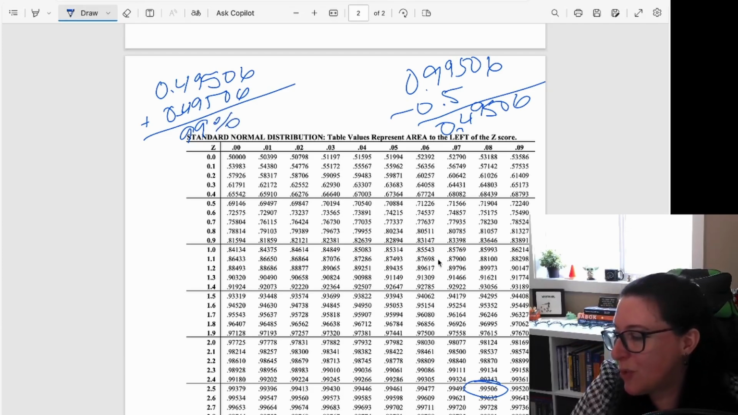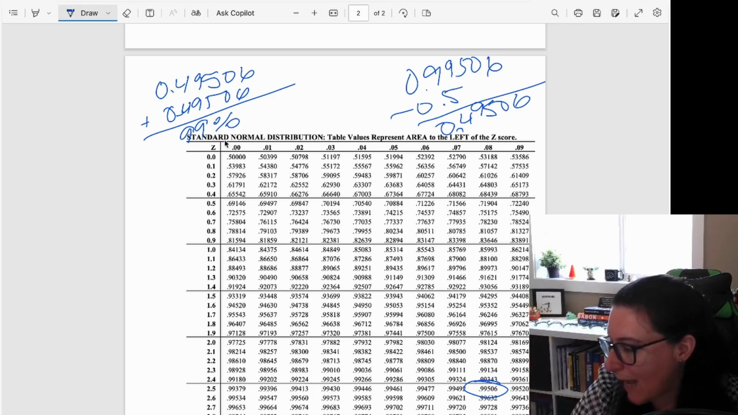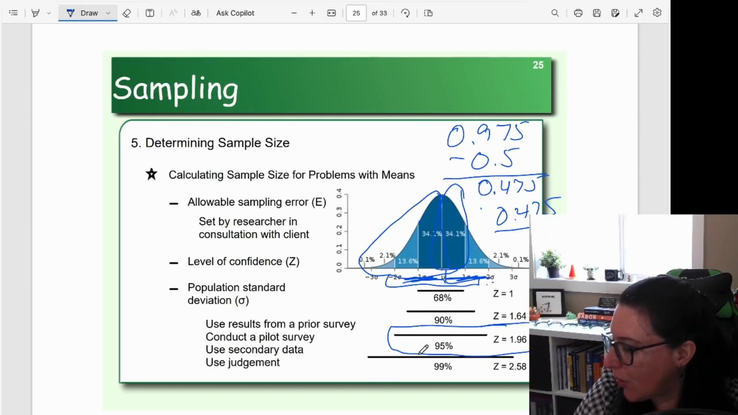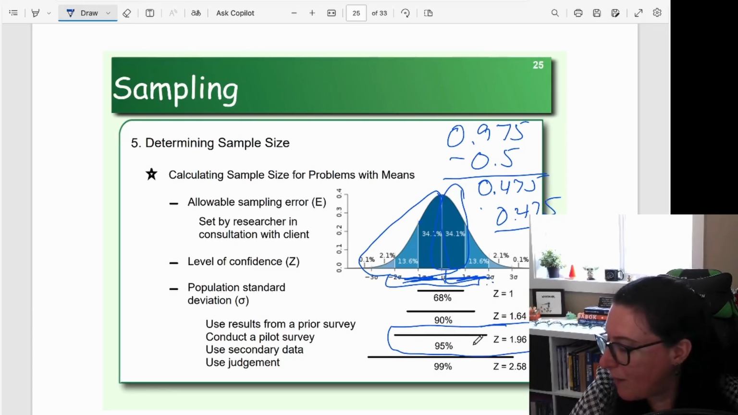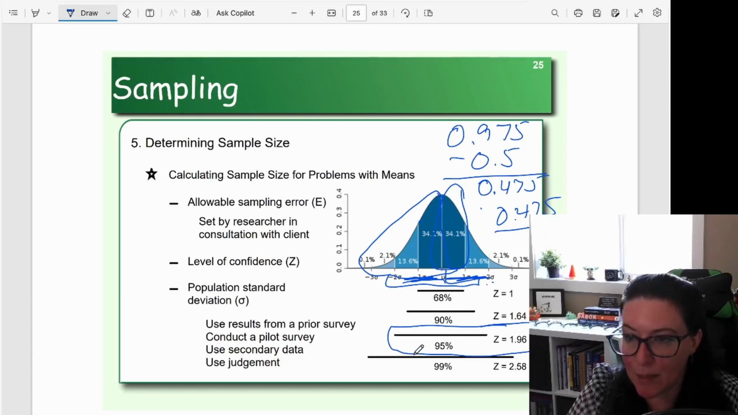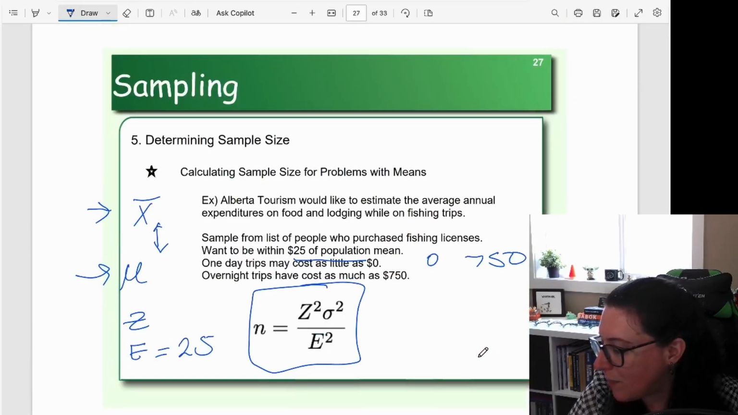So you don't have to do this. We'll get later to Z scores and tables as we get more into stats. But really what you just need to know is Z equals 1 for 68%, Z equals 1.64 for 90%, Z equals 1.96 for 95%, and Z equals 2.58 for 99%. If you just capture that information, that'll give you what you need to calculate sample size.